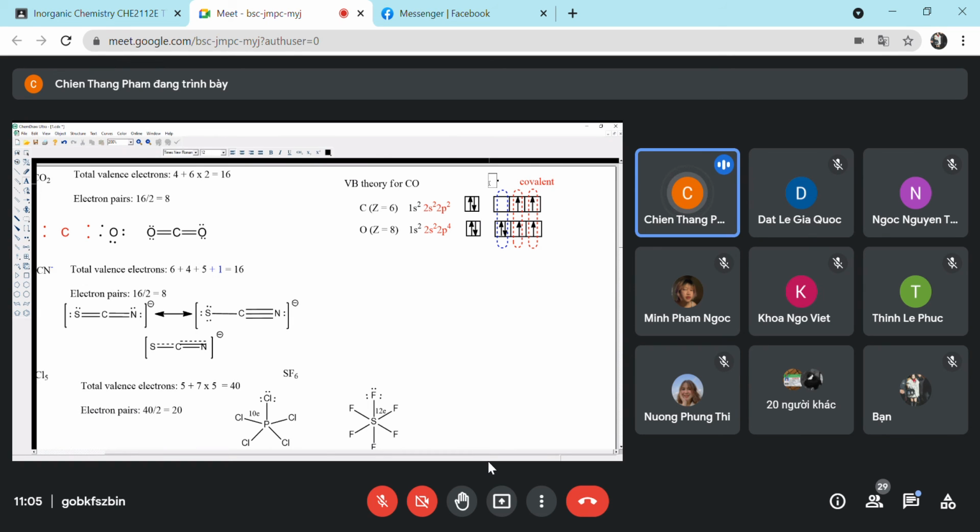However, they call it another name: a coordinated bond. In this case, we can say that the oxygen donates the electron pair to the empty orbital of carbon. And now we can describe this in the orbital shape. Let's consider the first one, carbon and oxygen.